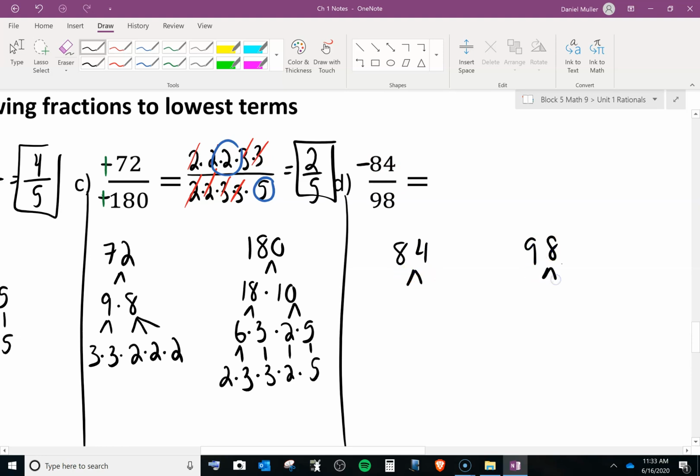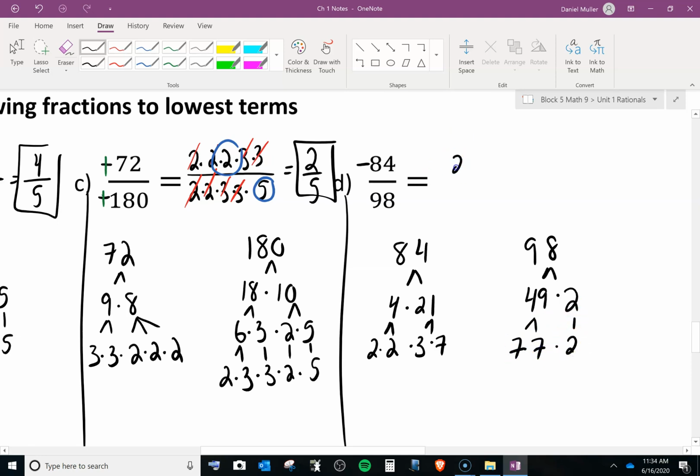84 and 98, so I can do 84. That can be divided by 2, but it can also be divided by 4, I think. So 4 and 21. 4 is a 2 and a 2. 21 is a 3 and a 7. And those are all the bottom. So now I got 98. That's 49 times 2. And that's going to be a 7 times 7. And I guess I can carry that 2 down.